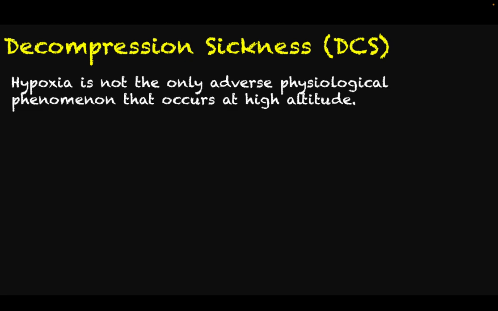So our last chapter focused on hypoxia, which was basically referring to the body or different tissues or different organs in the body receiving a substandard amount of oxygen, meaning that those tissues and those cells and those organs are not able to meet their high energy demands because they're not receiving enough oxygen. So what we're going to see here is that hypoxia is not the only adverse physiological phenomenon that we can associate with high altitude.